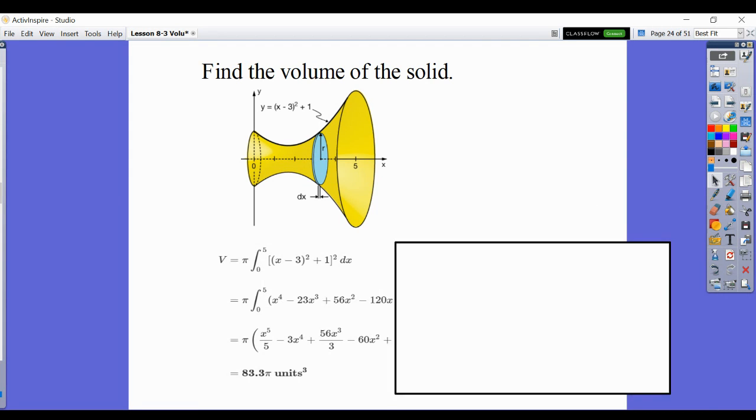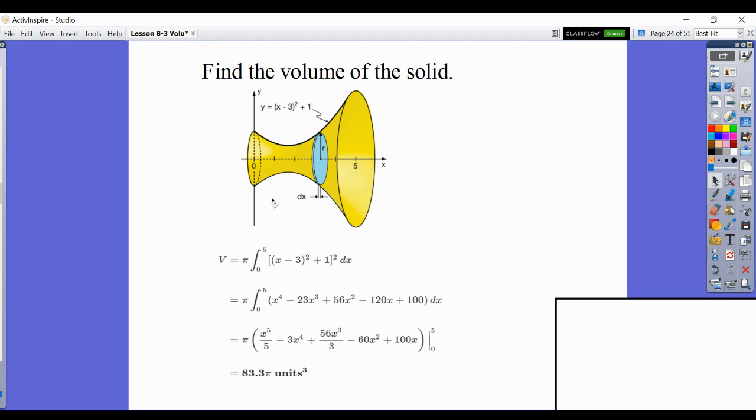All right, since this one was pretty easy, I've just got the answer up here. We're going to integrate from 0 to 5, pi r squared, where r is my function up here that I've already got. That's it. That's the problem to do.